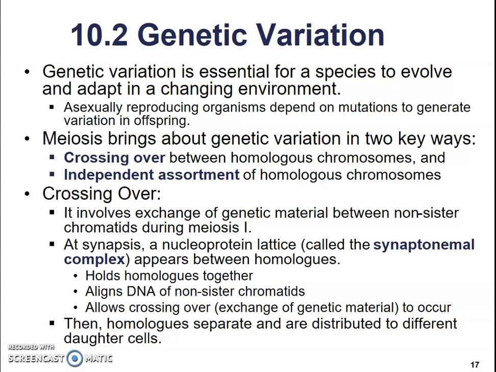Meiosis brings about genetic variation in two ways: crossing over between homologous chromosomes and independent assortment of homologous chromosomes. In crossing over, an exchange of genetic material happens between the non-sister chromatids, so some trading between the maternal and the paternal chromosomes. At synapsis, the nucleoprotein lattice, called the synaptonemal complex, appears between the homologues. It holds them together and aligns the DNA of the non-sister chromatids and allows for the exchange of the genetic material between the two. Then the homologues separate and are distributed to different daughter cells.